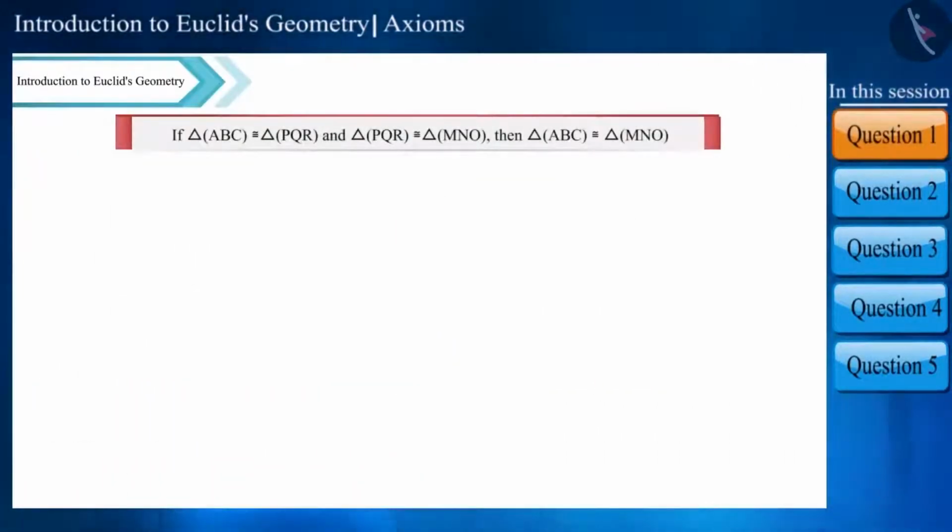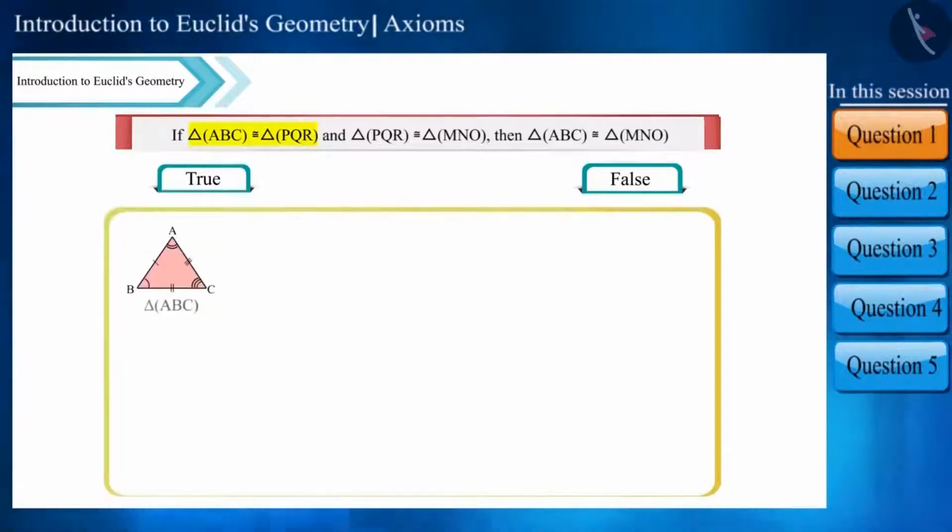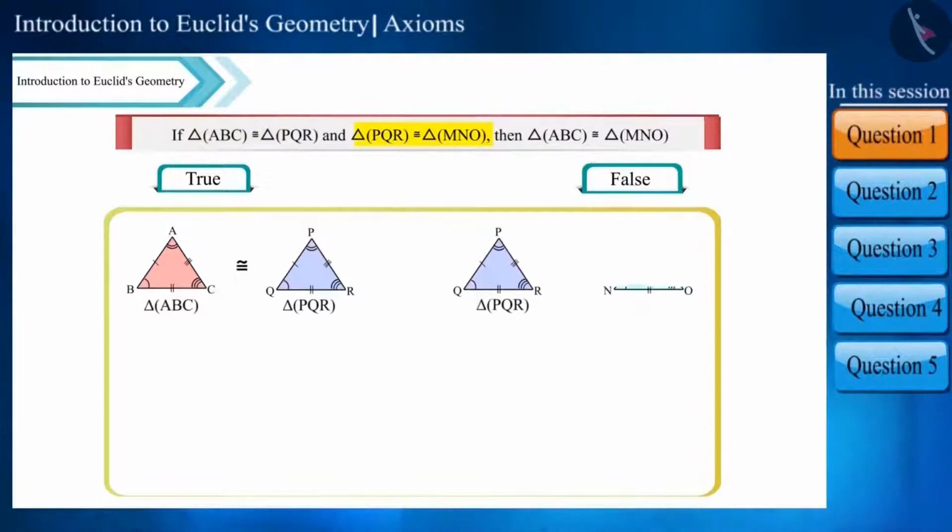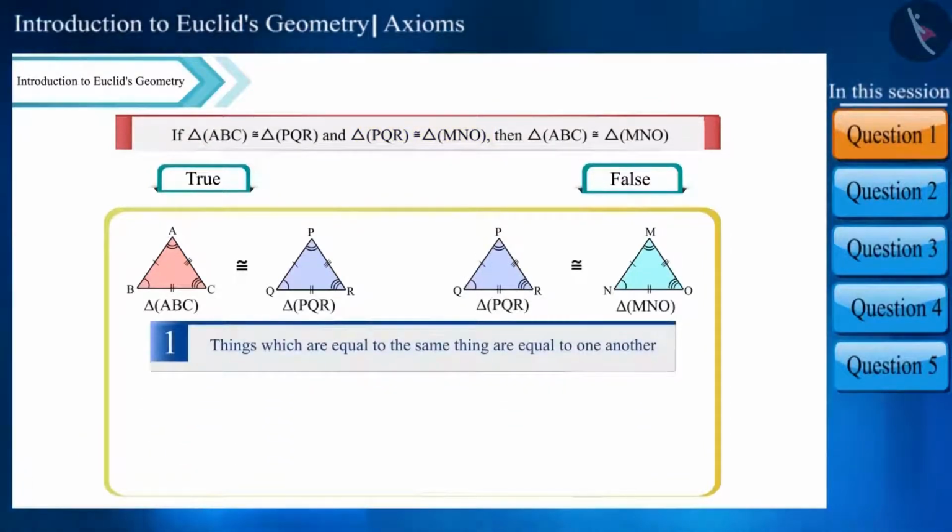Is the given statement true or false? In this, triangle ABC is congruent to triangle PQR. And triangle PQR is equal to triangle MNO. According to Euclid's first axiom, things which are equal to the same thing are equal to one another. Hence, triangle ABC will be congruent to triangle MNO. And the statement is true.